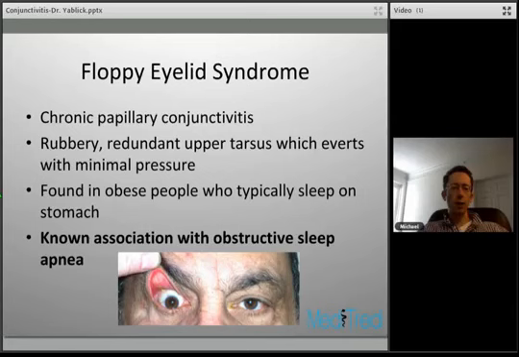It's typically found in obese or overweight patients that typically sleep on their stomach. And it's thought that while they're sleeping on their stomach, the eyelids come in contact with their pillow and their sheets, evert, and actually cause irritation. There's also a known association with obstructive sleep apnea, and so if you do pick up on this condition, it's important to inquire about symptoms such as daytime sleepiness, snoring at night, and then that's your potential to intervene and refer your patient back to their primary care physician for a more thorough workup to include a sleep study.